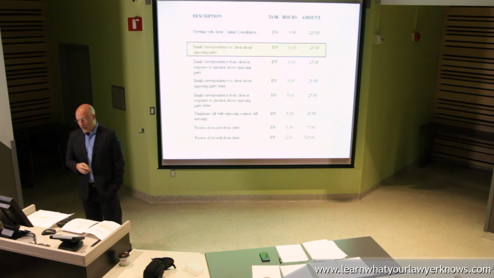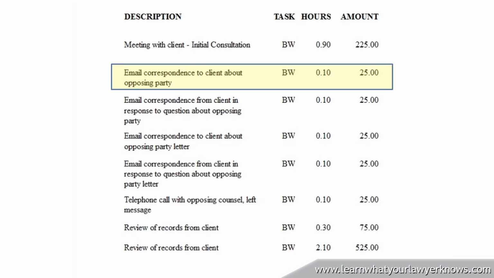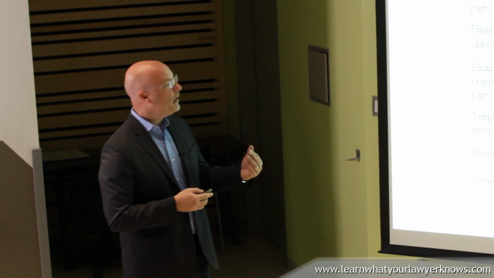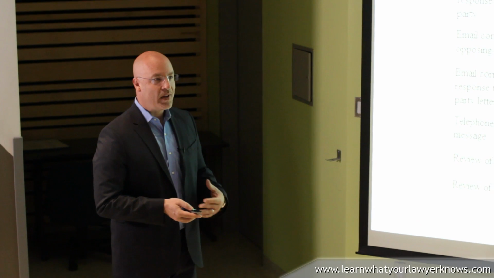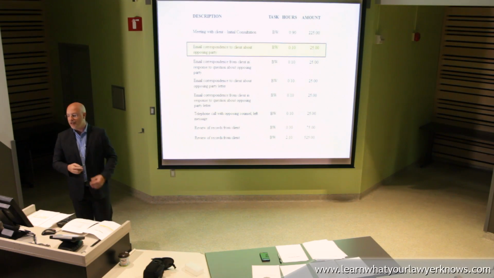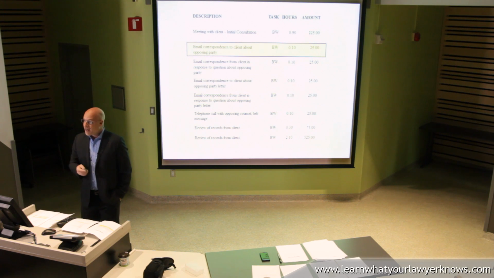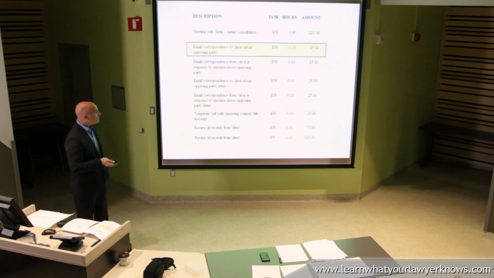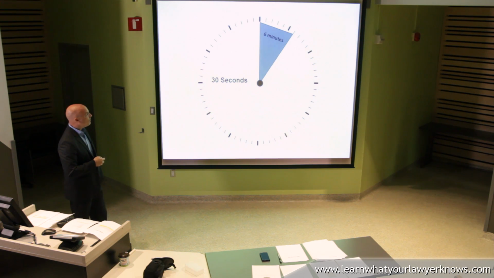So let's look at another one. The next entry, email correspondence to client about opposing party. Now, when I looked at that email that they showed me, it actually was just one line. So that adds up, let's say for the sake of ease again, to 30 seconds or less, and we'll say 30 seconds. So for 30 seconds worth of work, they got to bill the client a full 1/10 of an hour at an amount of $25. So, sure, seems normal. So let's look at that and break it down.